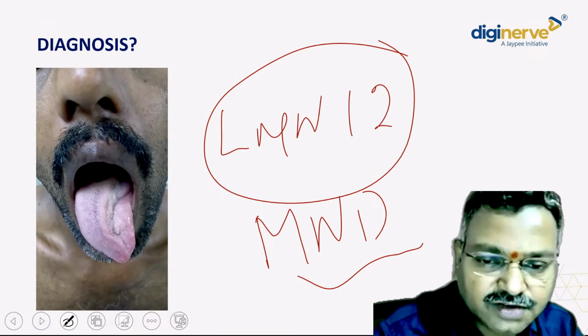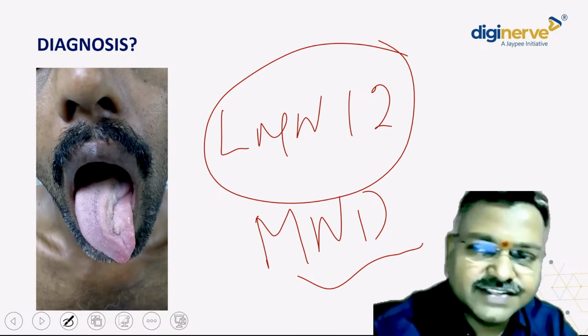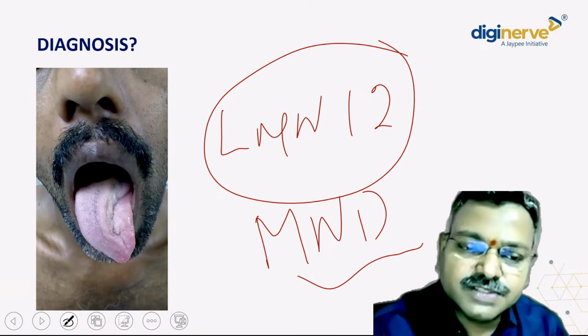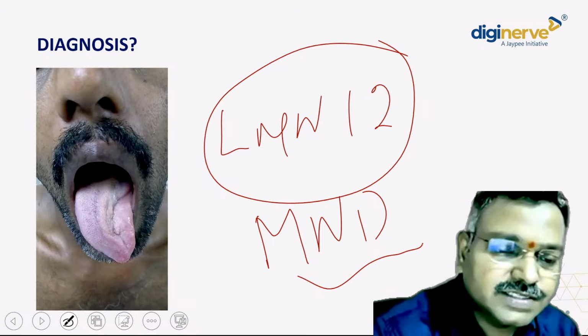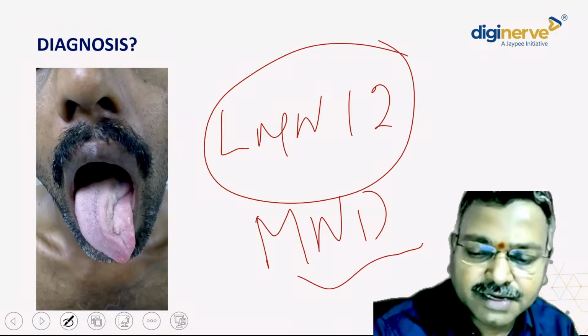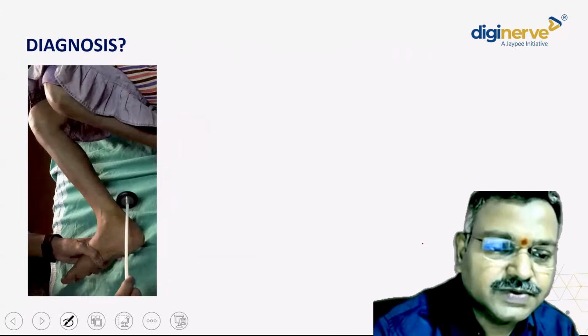MND is one of the important diseases. You can get fasciculations in organophosphorus poisoning. You can get it with atropine. You can get it in hyperthyroidism, post-polio progressive muscular atrophy. But please remember, MND is the most common disease that you get.